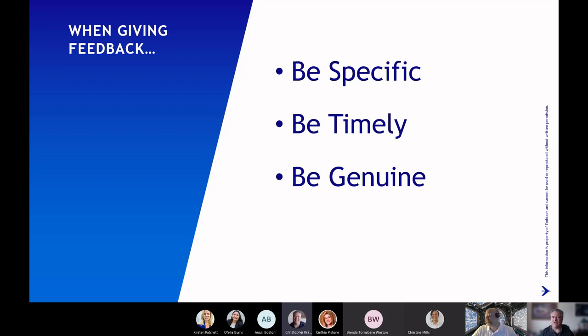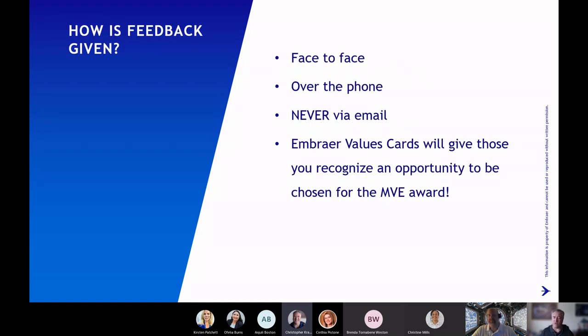And how? Make sure it's face-to-face. I mean, that's always the best thing. Of course, right now it's not as easy. If you have to do it over the phone, maybe a Teams, face-to-face over Teams is helpful, but don't ever do it via email. Giving feedback via email is probably worse than just not giving any feedback at all. You want to make sure that they understand and that you see that they understand.